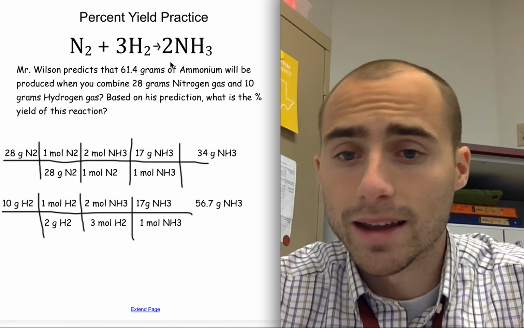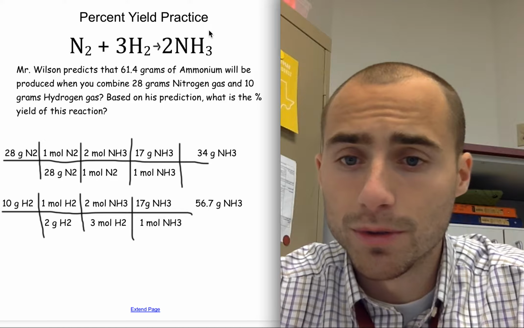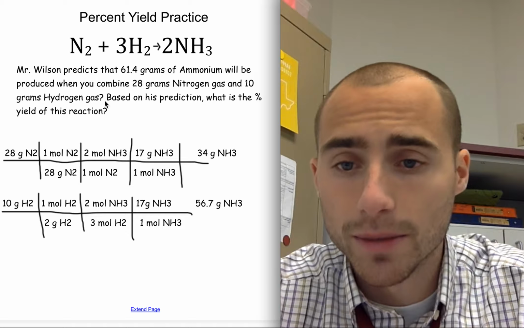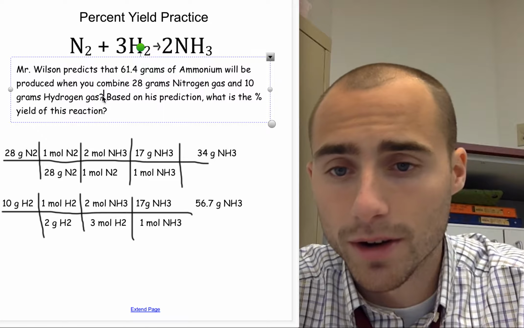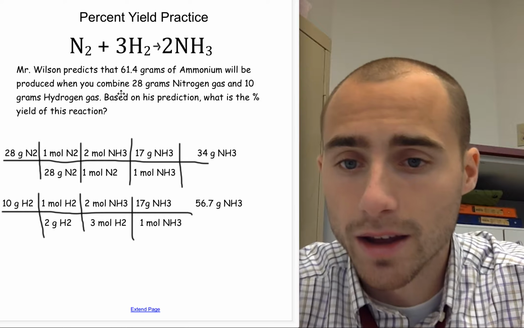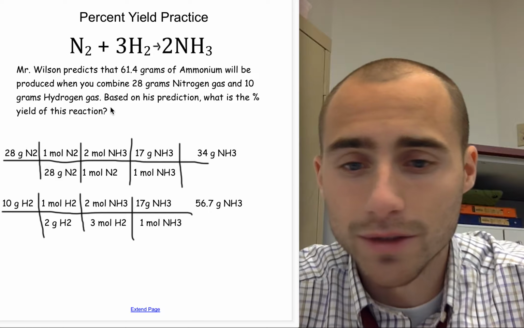Mr. Wilson predicts that 61.4 grams of ammonia, right here, will be produced when you combine 28 grams of nitrogen gas and 10 grams of hydrogen gas. Don't need a question mark right there, need a period. There we go, correcting my own typos before you can. Based on his prediction, what is the percent yield of this reaction?